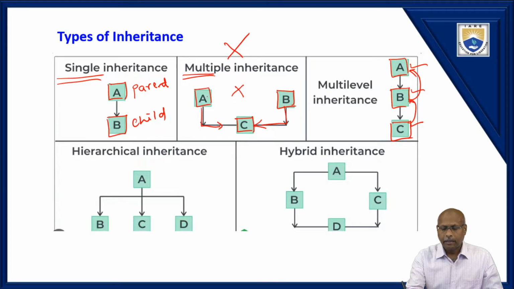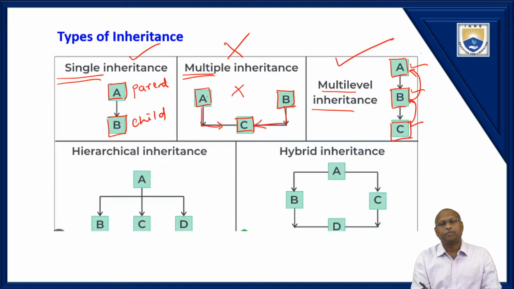So A is one class, B is one class, C is one class. But C's parent is B. B's parent is A. So whenever such a type of hierarchy exists, that is called multi-level inheritance. Java supports this also.